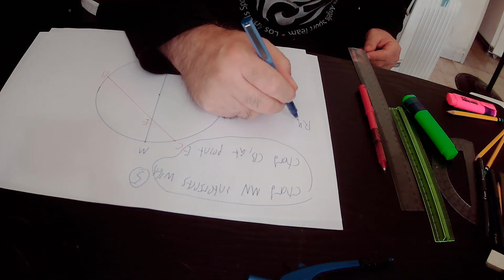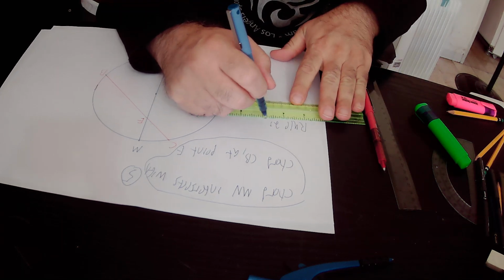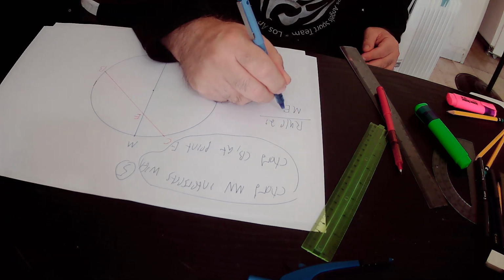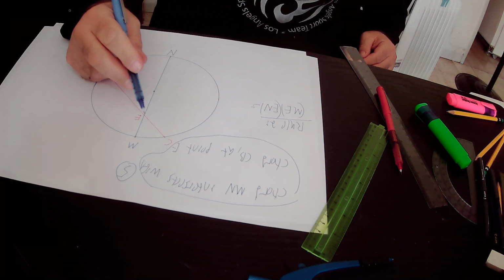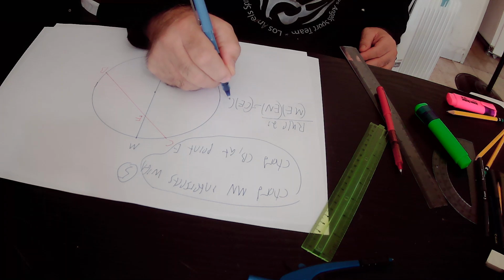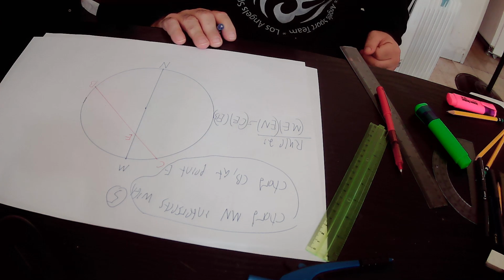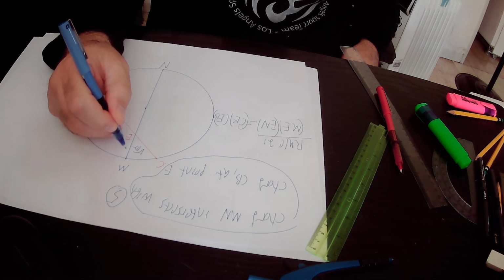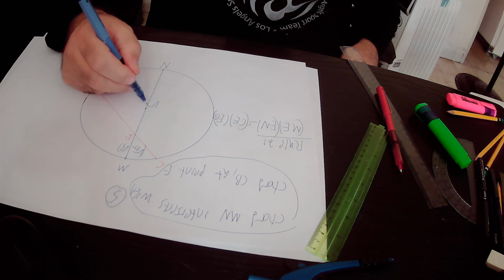Therefore, according to rule number 2, we will get that ME times EN equals CE times EB. We have already found out that ME equals the square root of 10 minus square root of 5, so I write it down. We have already found out that EN equals the square root of 10 plus square root of 5.